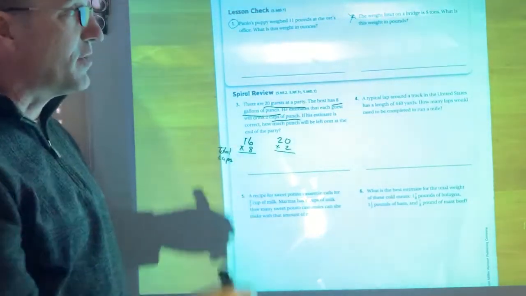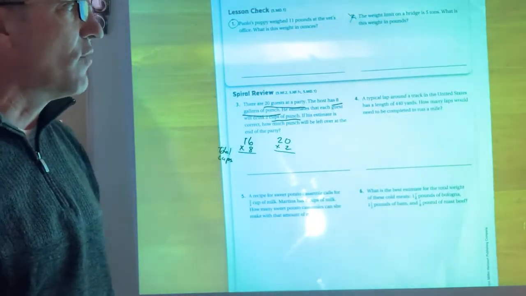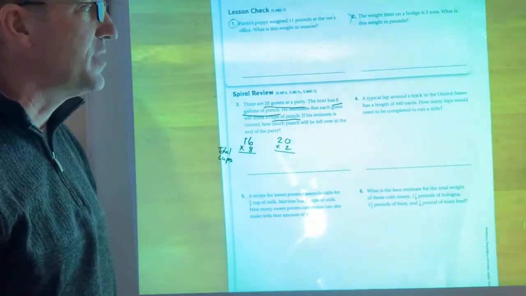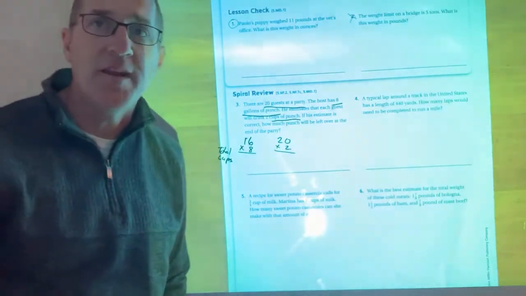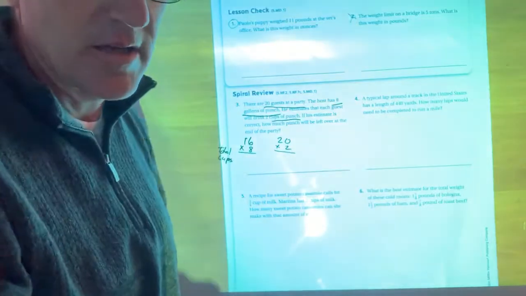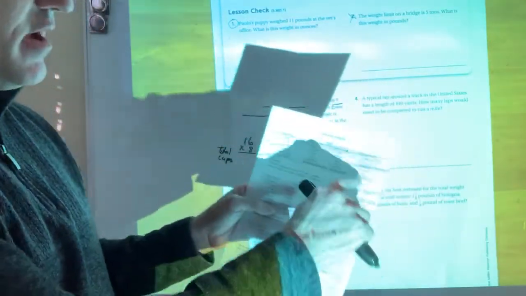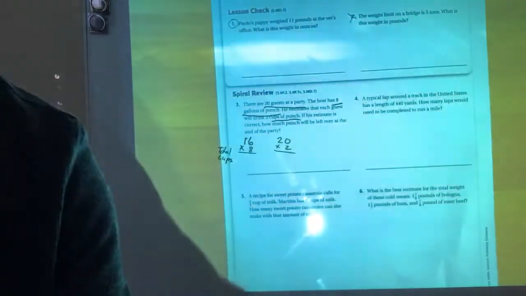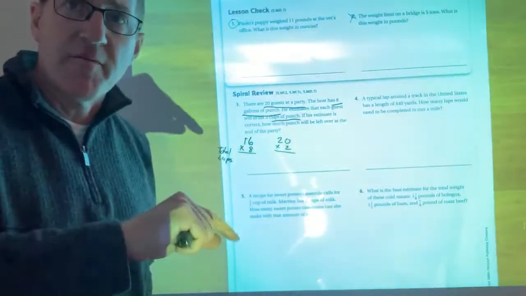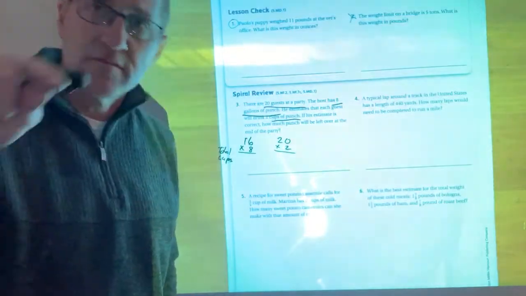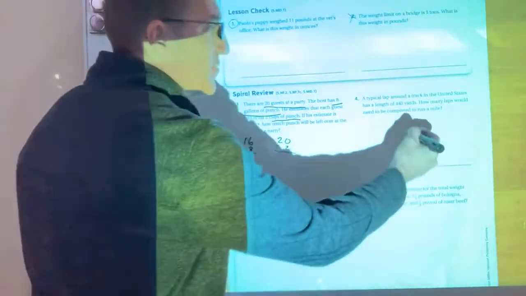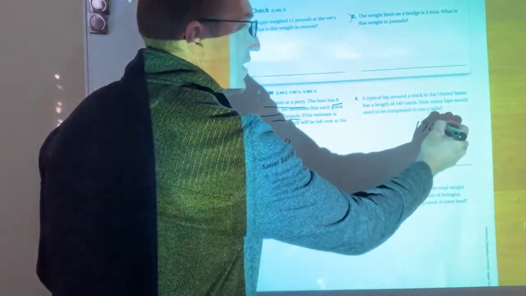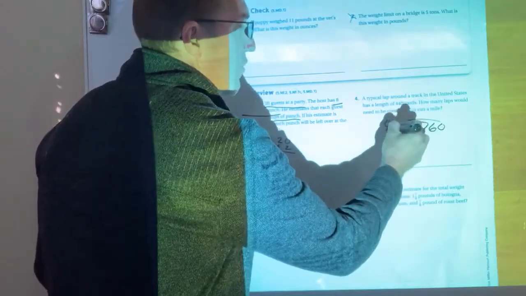A typical lap around the track in the United States has a length of 440 yards. How many laps would need to be completed to run a mile? Well, how many yards are in a mile? If I don't remember, I go over to my sheet here. 1760. If I run it around once, however many times that is, it's going to be a division problem. So this is 1760 divided by 440.